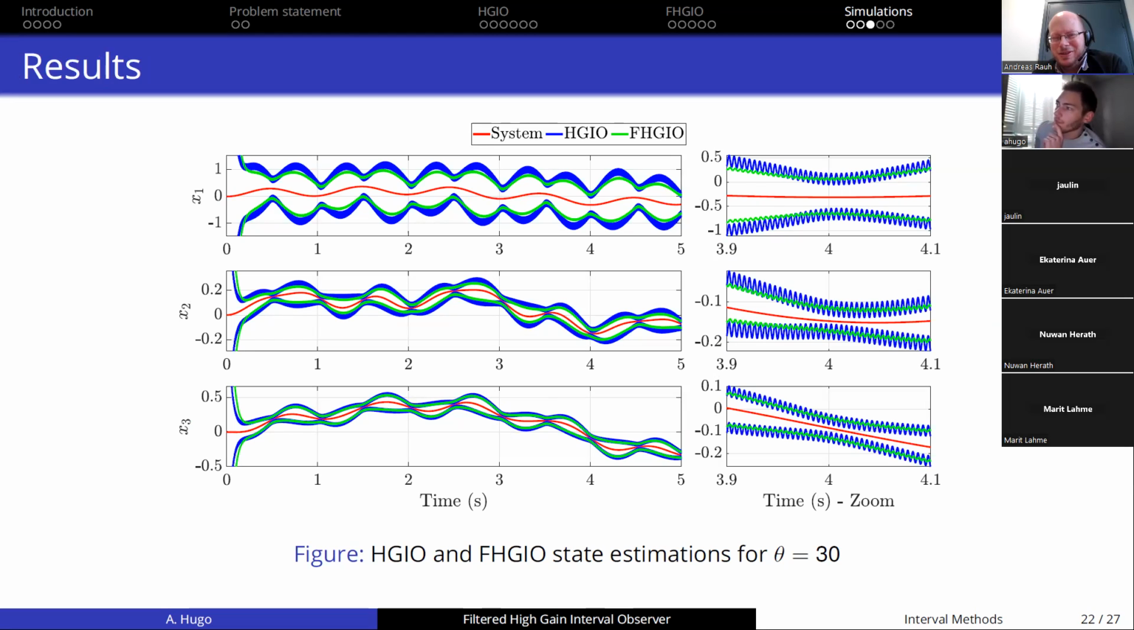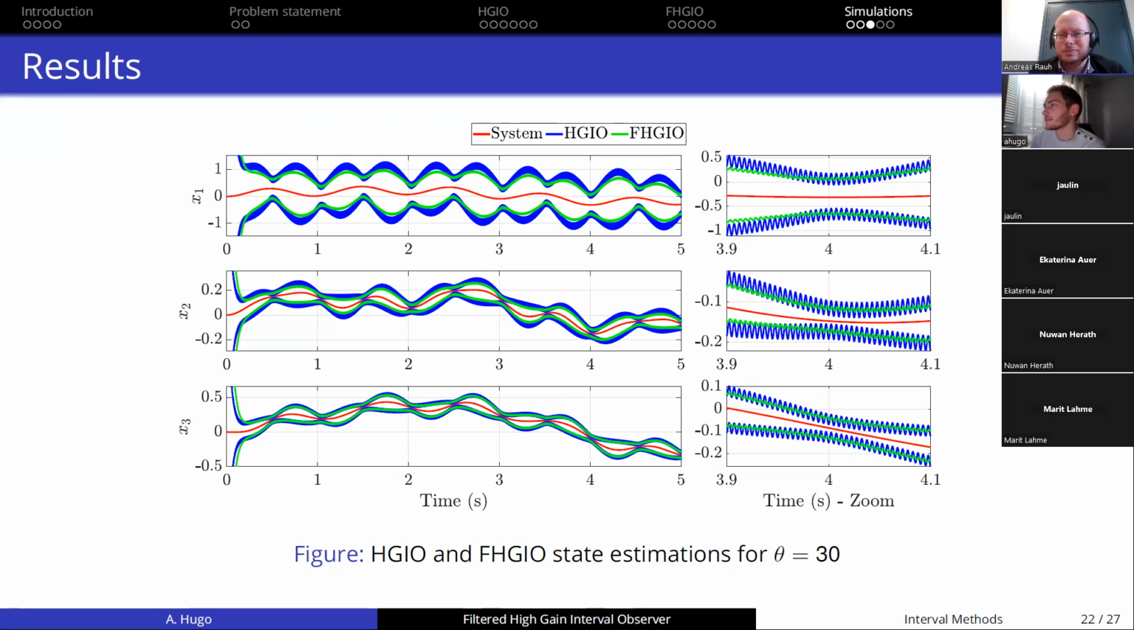Most of the time, I would say that when you use the filter, you should add a bit of conservatism. So depending on how you design it, if you are doing it in a certain way, you are able to obtain this type of result where with the filter version, we have tighter estimations, but they are still close to what is obtained by the high-gain observer.